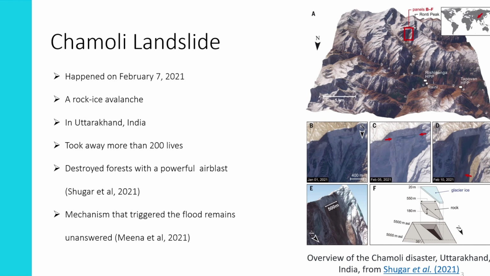We can see on the right hand side of the slide a huge volume of rock and ice detached from the steep north face of Ronti Peak and impacted the Ronti Gad. Gad means rivulet here. The avalanche also generated a powerful air blast that flattened about 0.2 square kilometers of forest on the west side of that valley. Researchers have studied high resolution satellite imageries to find the possible impact of snow dust due to this landslide. However, the mechanism that triggered the flood and the huge amount of water flow in the river is still a challenging question to the scientific community.